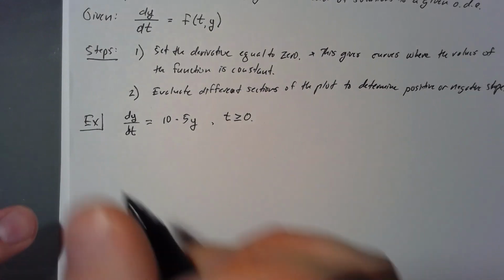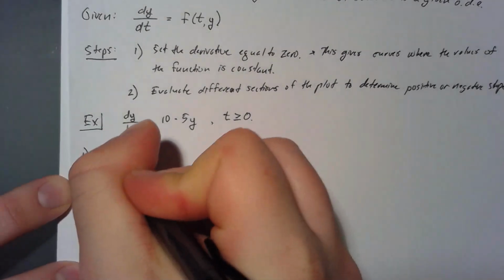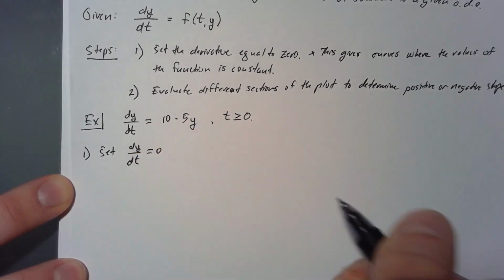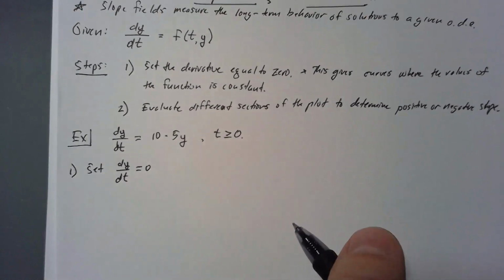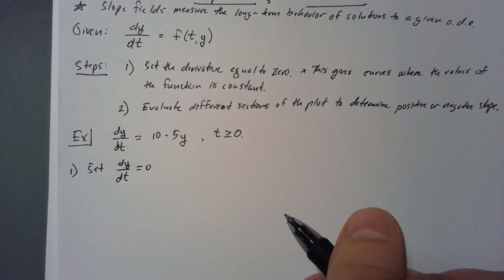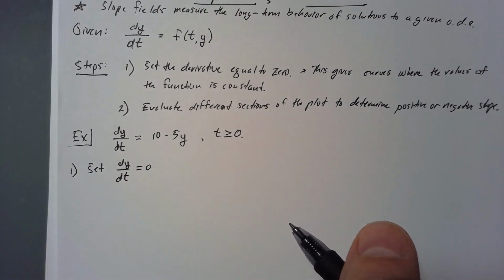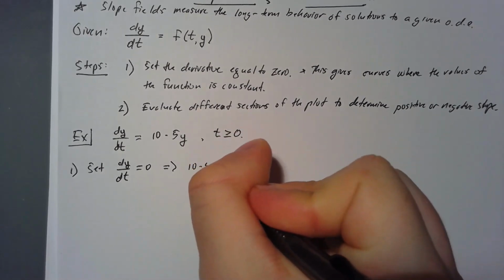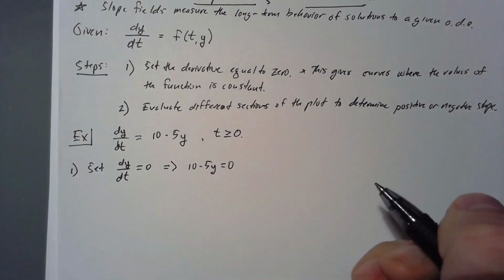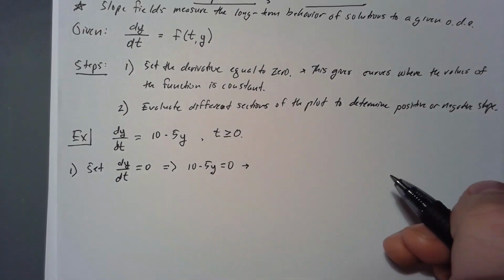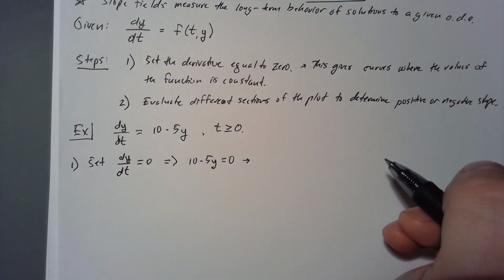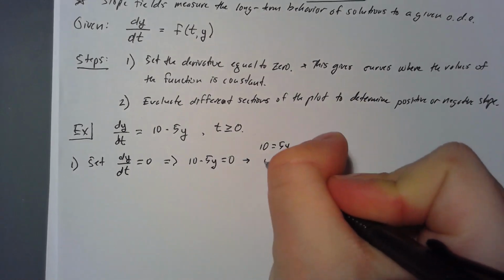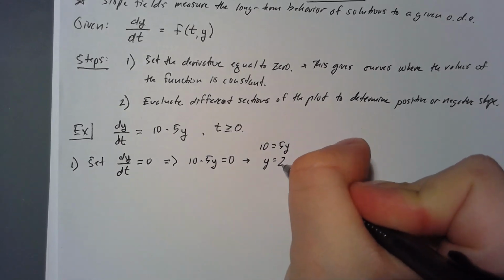Alright, so the first thing I'm going to do is set dy/dt equal to 0. When I do that, I'm going to have 10 minus 5y equals 0, right? What if I solve that for y? That's easy. Add 5y to both sides, so you get 10 equals 5y, which means y equals 2.